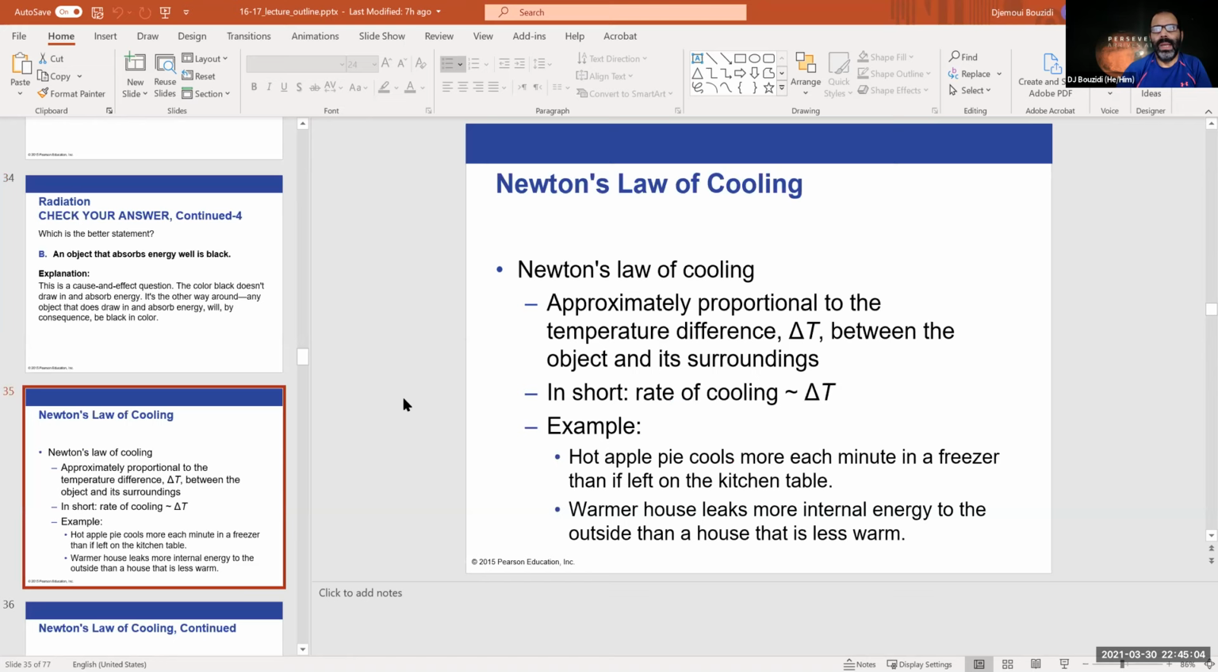I mentioned Newton's law of cooling: the rate of cooling is approximately proportional to the temperature difference between the object and its surroundings. In short, rate of cooling is proportional to delta T. The greater the gradient, the faster the cooling is going to occur. Of course, it's proportional also to the amount of matter too.